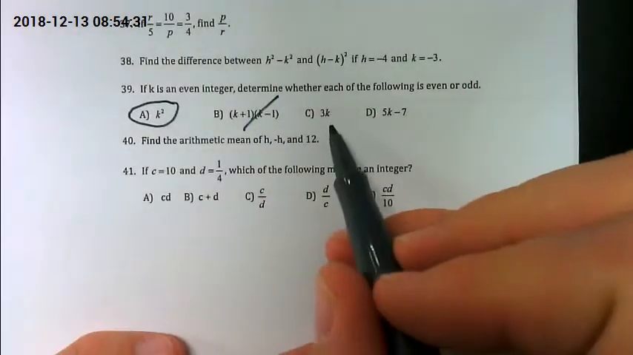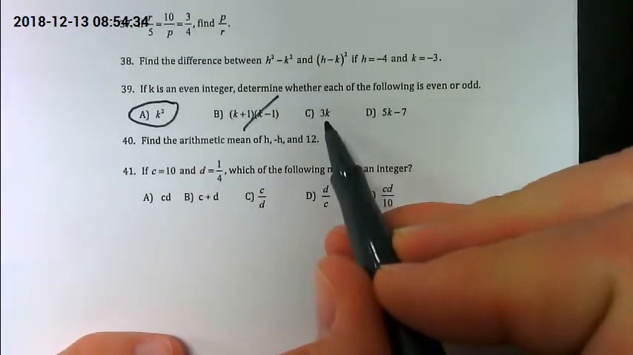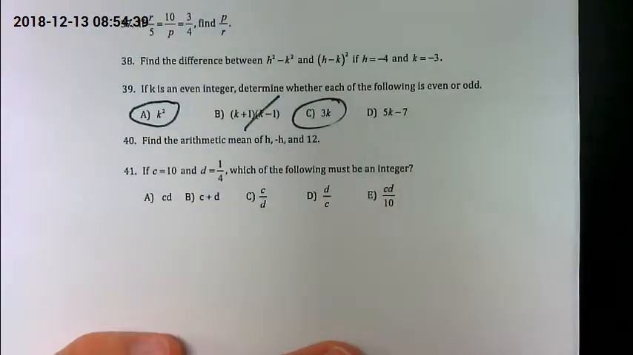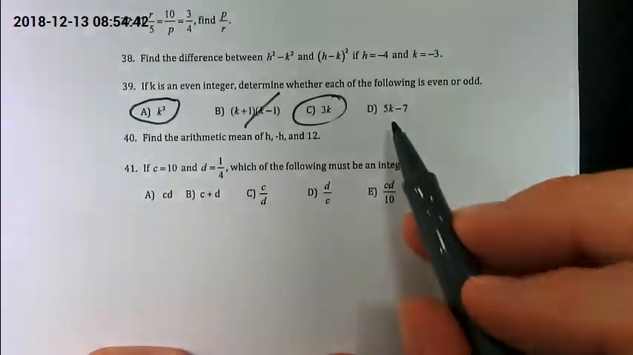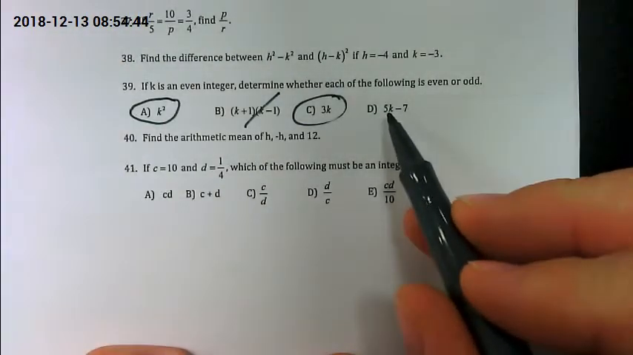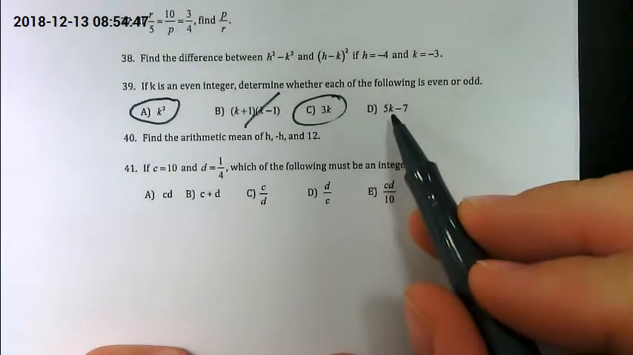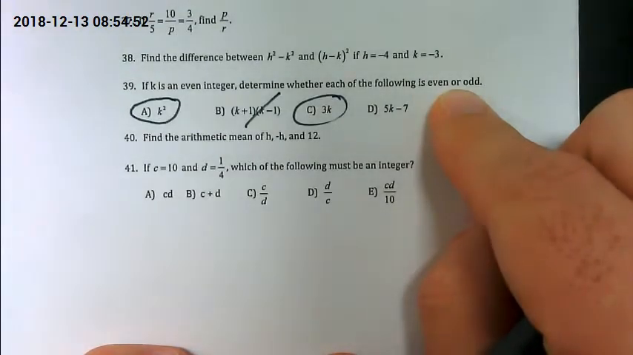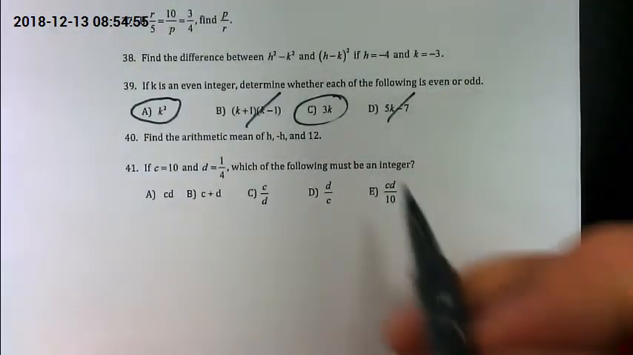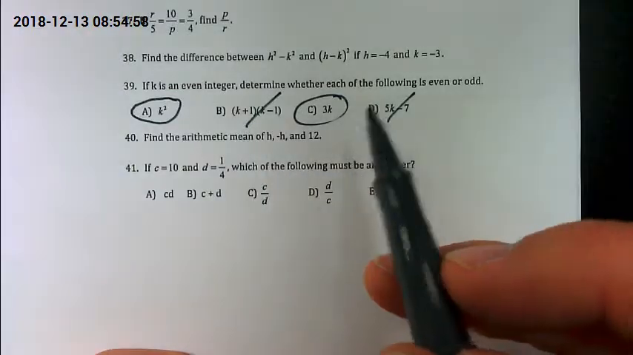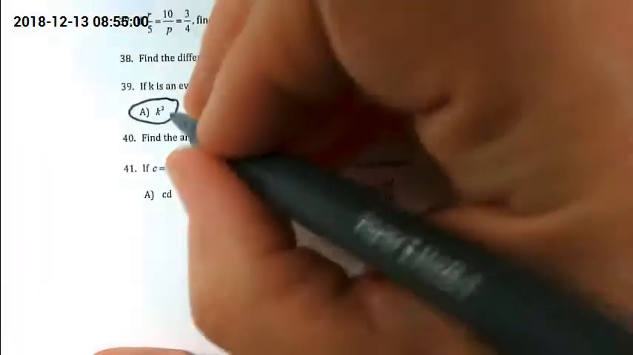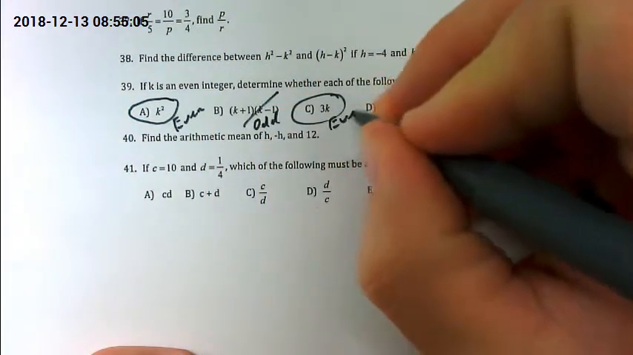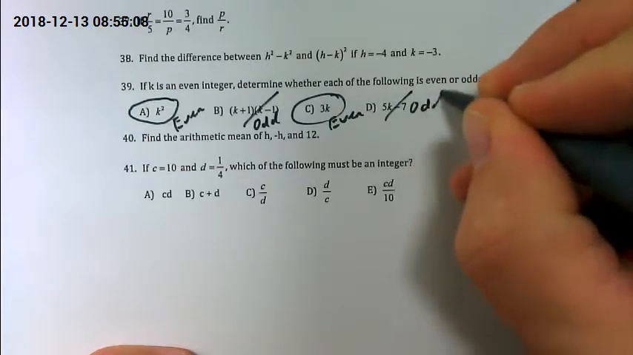For 3k, again, k is even. So an odd number times an even number will give you an even number. So that will give you an even number. On this one, 5 times k, which is an even number, that part of it is still going to be even. But then once you subtract an odd number, it changes to odd. So that one doesn't work. So first one's even, second one's odd. So right next to it: even, odd, even, odd.